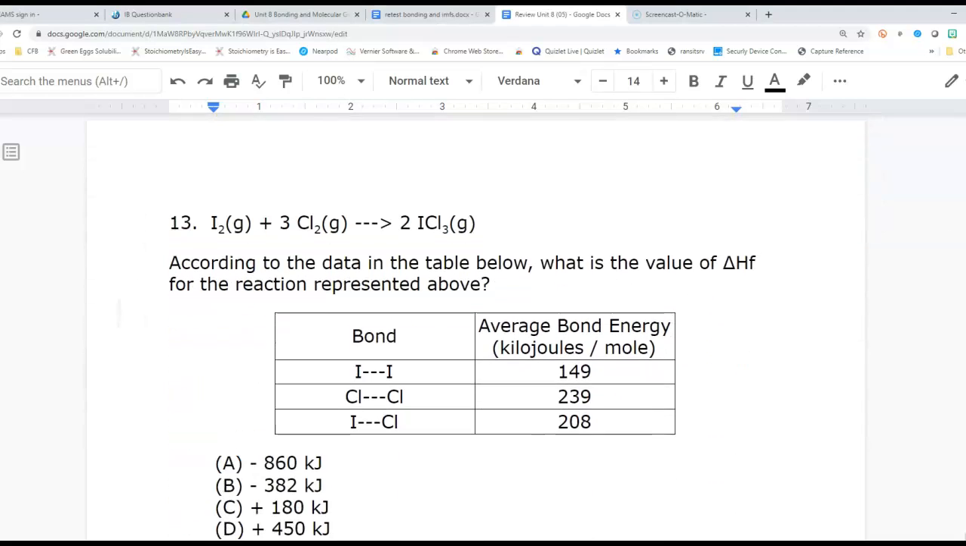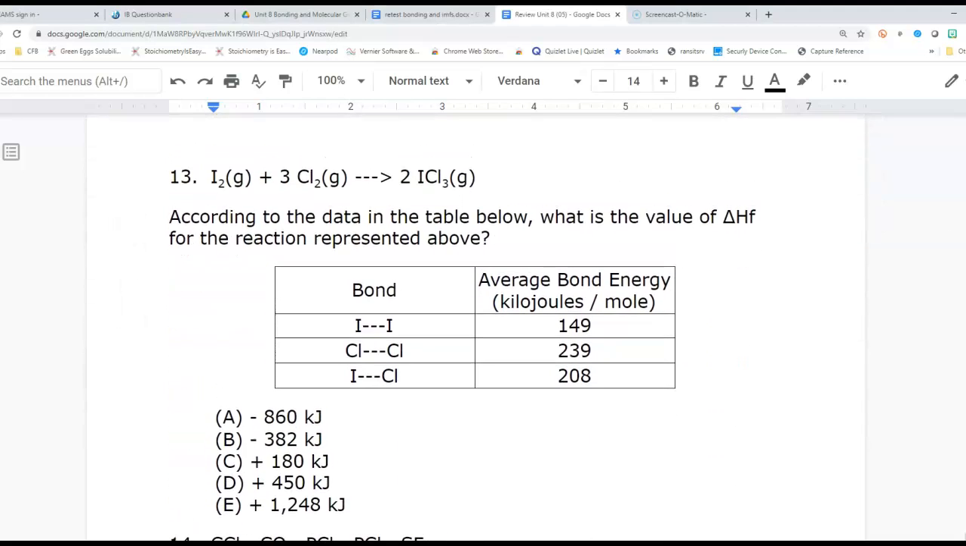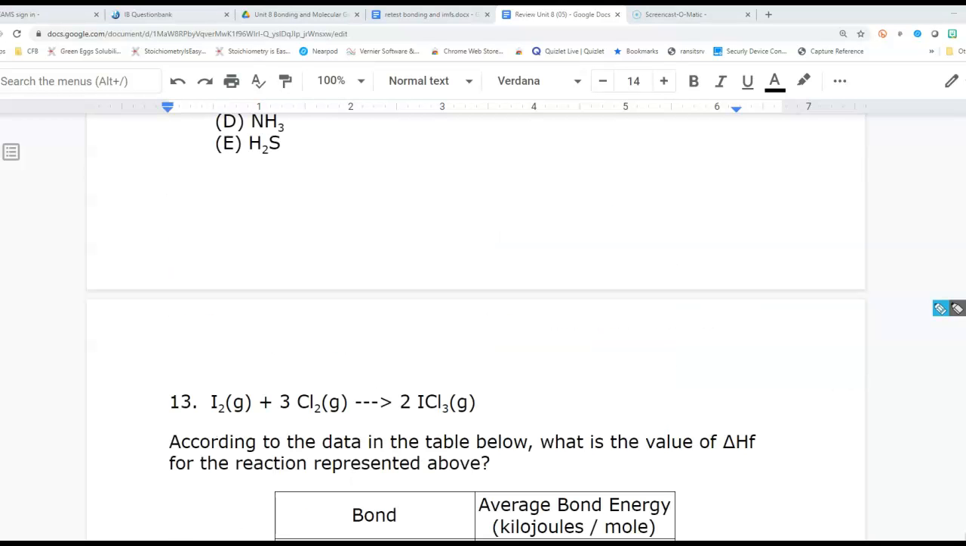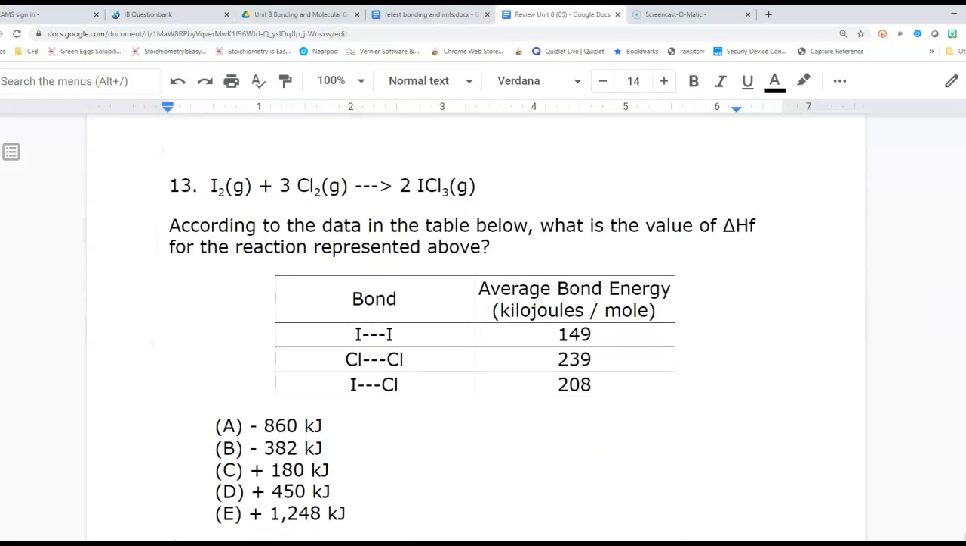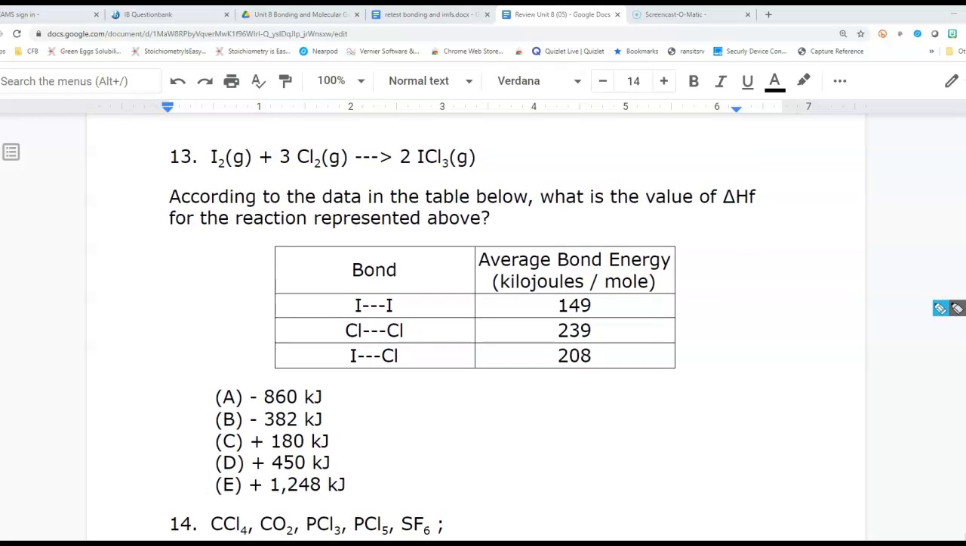All right, so then we go on to one like number 13, and number 13 is going to be one of those bond enthalpy types of things. So we have to figure out our bonding before we can figure out how to calculate it. So let's go ahead and write down our bonding real quick before we go any further. There we go. Okay, so our bonding: I have an I to I single bond, plus I have 3 C to L single bonds, and then I have 2 I with a Cl3 around it.